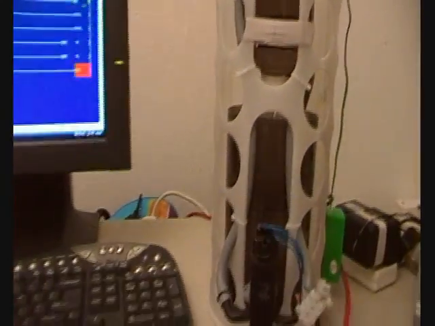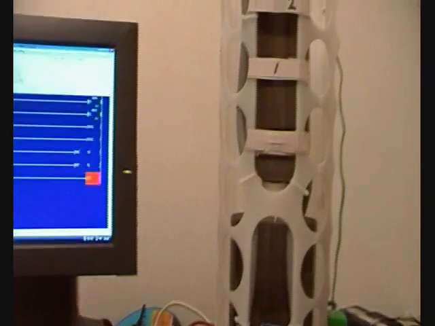Let's have a closer look. There we go, it goes back on again and the water pumps right in. That's a pump right there, pumping the water through.